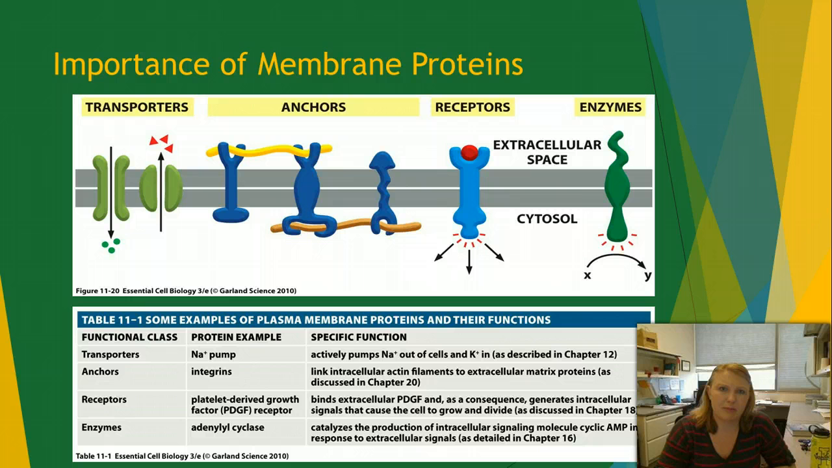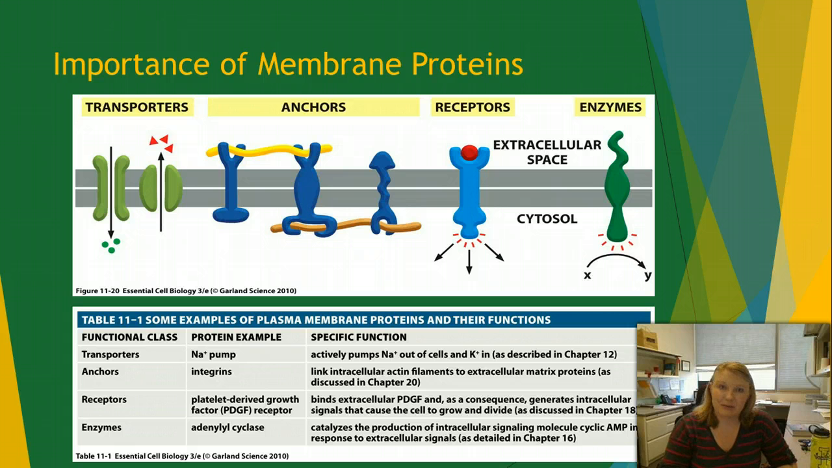Membrane proteins are really important because they provide a lot of functionality to the cell. And you can see the examples we have here. Now, I don't expect you to have anything specifically memorized about any of these, but I do want you to understand the four main groups and what they do. The first of these is transporters. This is what allows things to come in and out of the cell.